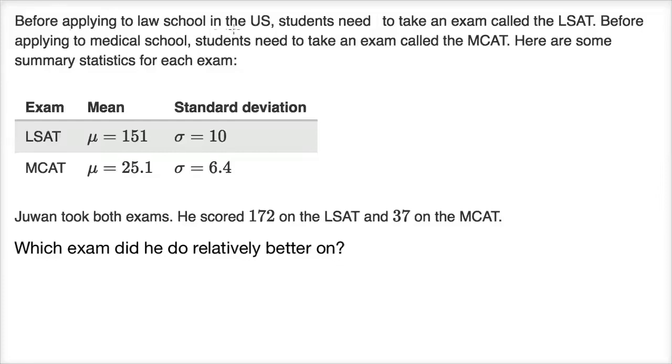Before applying to law school in the U.S., students need to take an exam called the LSAT. Before applying to medical school, students need to take an exam called the MCAT. Here are some summary statistics for each exam. So the LSAT, the mean score is 151 with a standard deviation of 10. And the MCAT, the mean score is 25.1 with a standard deviation of 6.4.